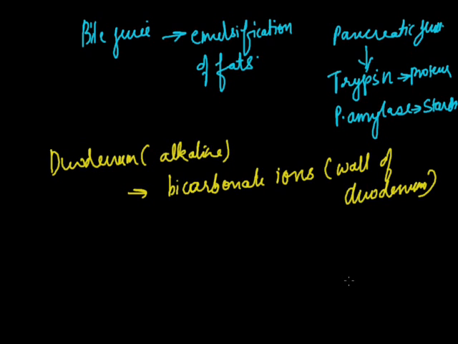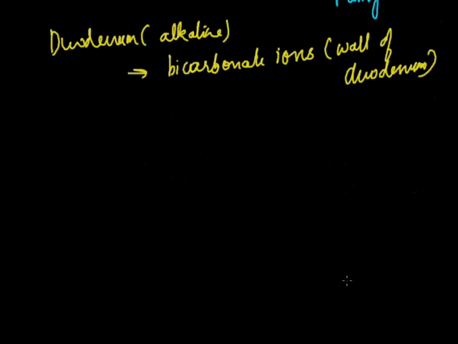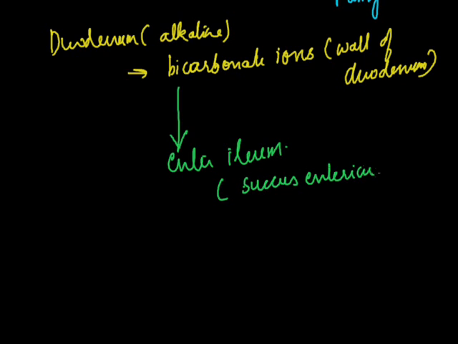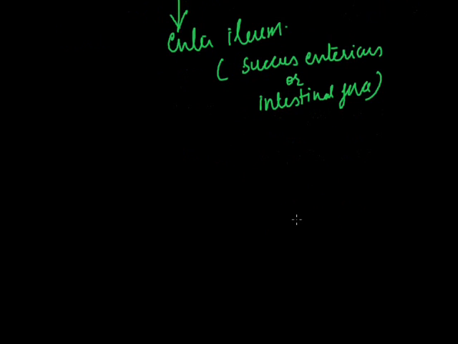Now this partly digested food enters the ileum, that is the last part of the small intestine. In the ileum, a juice is present that is called succus entericus. This succus entericus is also called intestinal juice. Now at this place digestion is completed.